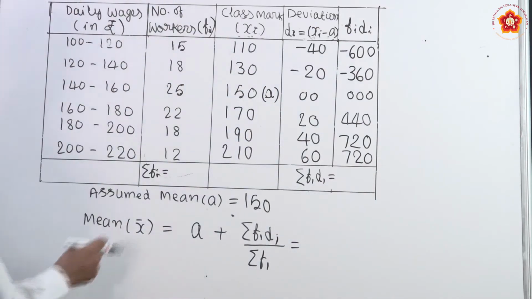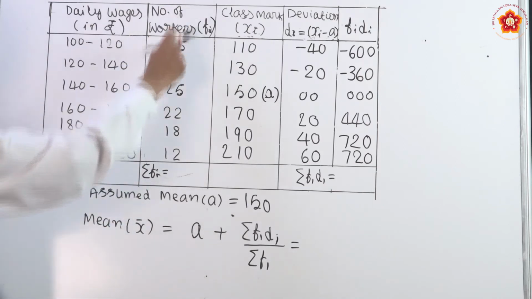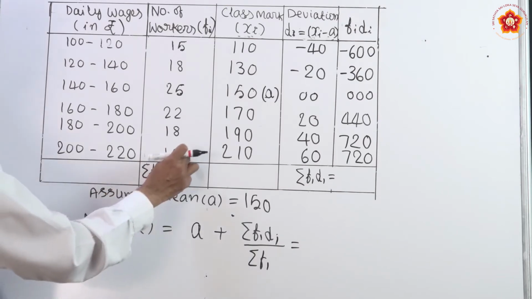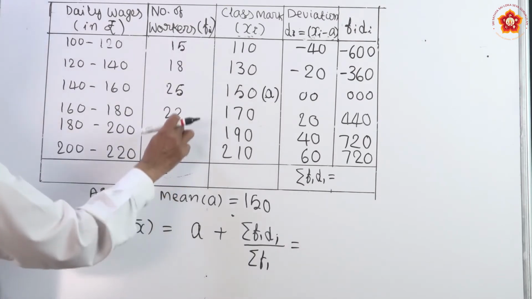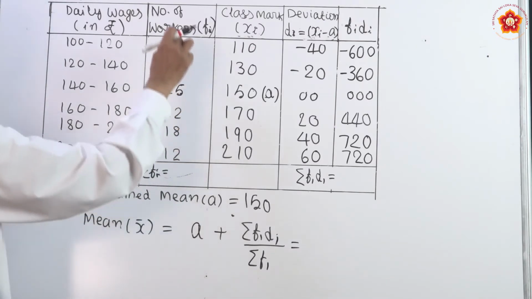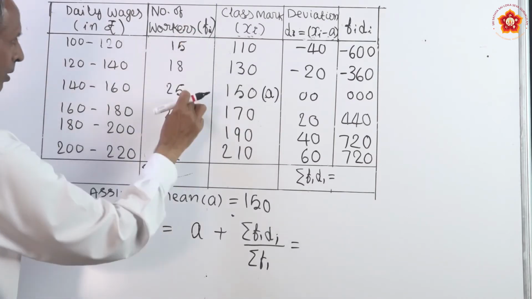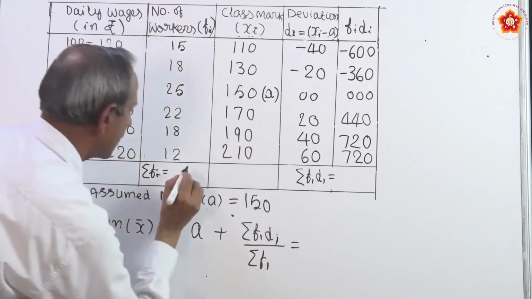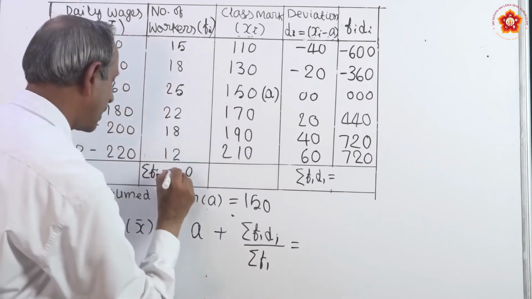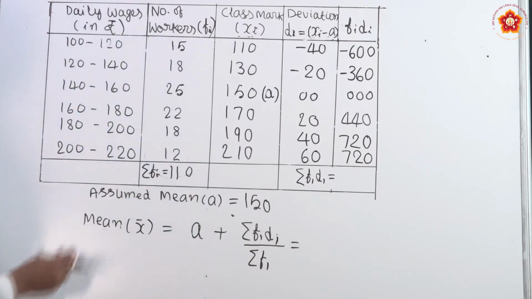After this, you have to find the sum of the frequencies. Sigma Fi means sum of the frequencies, that is the sum of the workers. How many workers are there? Now you have to add all these. Let us add: 2 plus 8, 10, 12, 17, and so on. You will get 110. The value of sigma Fi is 110.